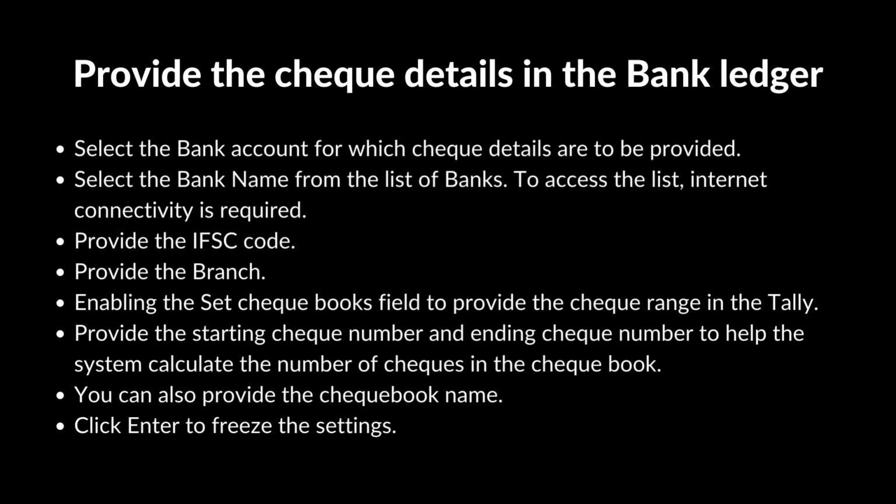Select the bank account for which check details are to be provided. Select the bank name from the list of banks. To access the list, internet connectivity is required. Provide the IFSC code. Provide the branch. Enable the Set Checkbooks field to provide the check range in Tally. Provide the starting check number and ending check number to help the system calculate the number of checks in the checkbook. You can also provide the checkbook name. Click Enter to freeze the settings.